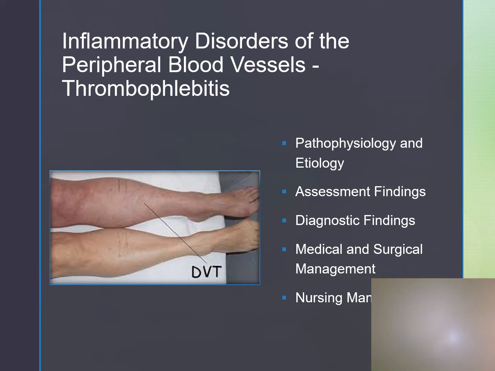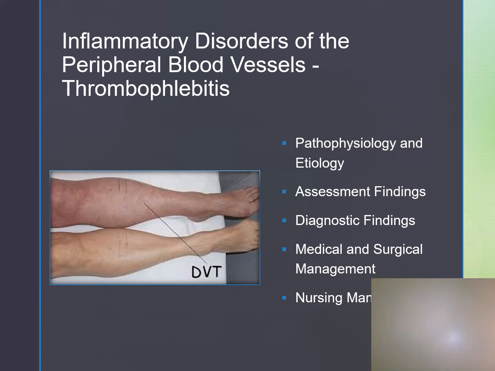Medically, we do encourage ambulation, which is contradictory to previous recommendations of total bed rest. We may apply compression bandaging. We would do anticoagulant therapy or continuous warm wet packs. Surgically, we may do a thrombectomy or ligation.